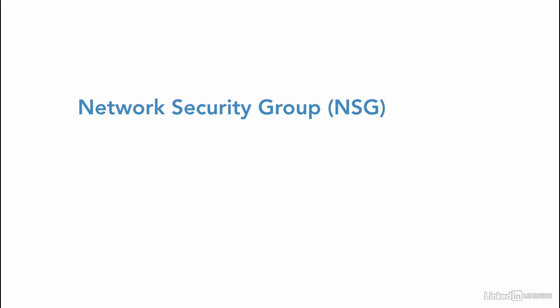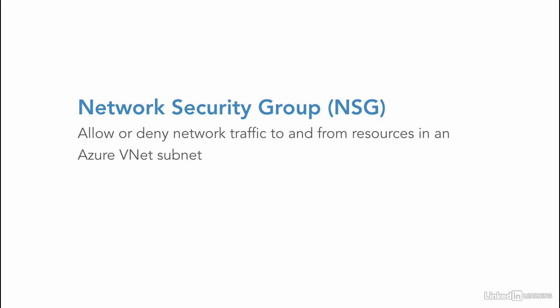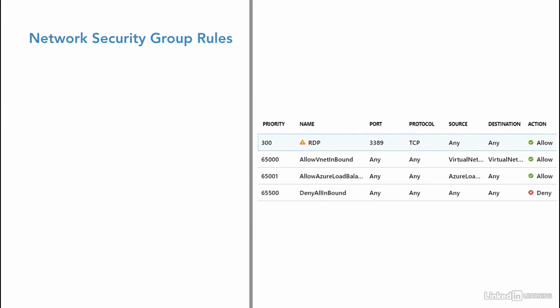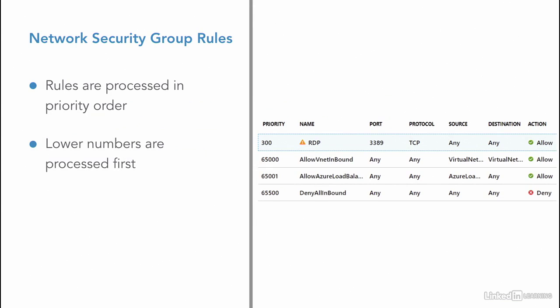Our next tool in our defense line is network security groups. These allow or deny traffic to and from resources in the Azure Virtual Network subnet, again using rules. Let's explore network security group rules in a little bit more detail. Rules are processed in priority order. The lower numbers are processed first.